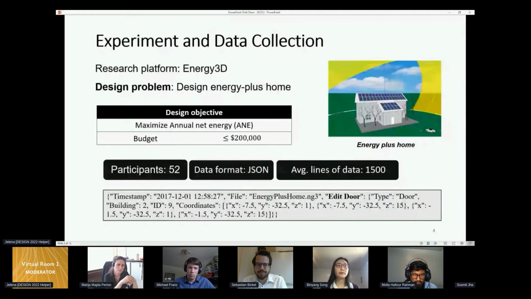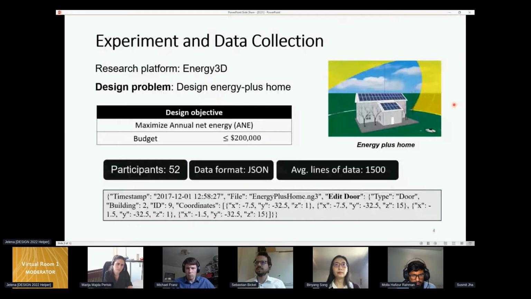To compute a data-driven reward mechanism, we conducted a design experiment using Energy3D. Here, the design problem is building an energy-plus home. The design objective is to maximize the annual net energy while minimizing the design cost. So we have set other requirements and constraints for this problem.